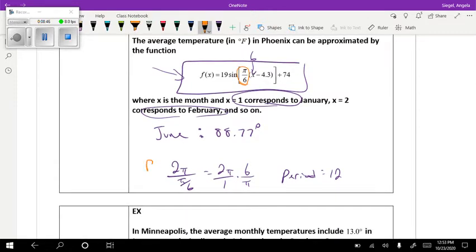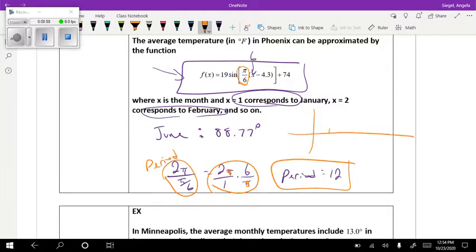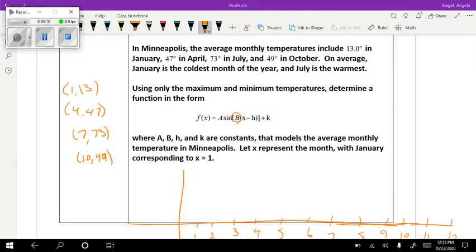If I were to find the period, it's going to be 2 pi over B. When we divide by a fraction, we multiply by its reciprocal. So the pi's cancel out, and our period is 12. That means each one of these numbers down here represents a month, 1 through 12. There's 12 months for it to repeat the cycle. So January is going to represent 1, so my coordinate point would be (1, 13). April represents 4, so (4, 43), and so forth and so on.